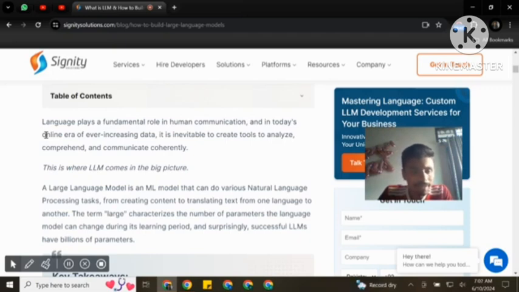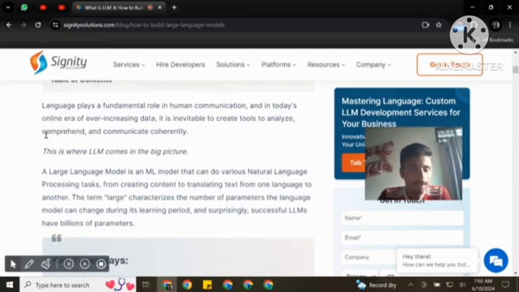A large language model is an ML model that can do various natural language processing tasks, from creating content to translating text from one language to another. The term "large" characterizes the number of parameters the language model can change during its learning period, and surprisingly, successful LLMs have billions of parameters.